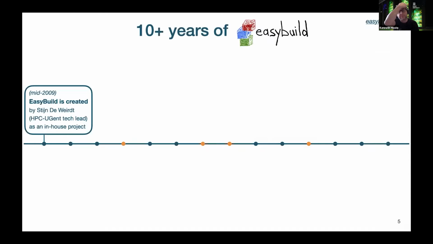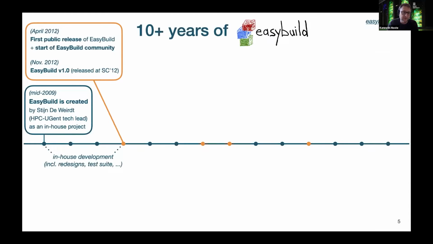So how did we get to this point? EasyBuild started well over 10 years ago. Originally, it was an in-house project at the HPC Ghent team. It was started in the summer of 2009 by Stijn De Weirdt, who's the tech lead at the HPC Ghent team. Over time, we developed it internally.